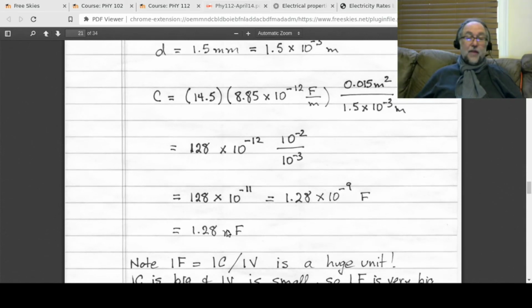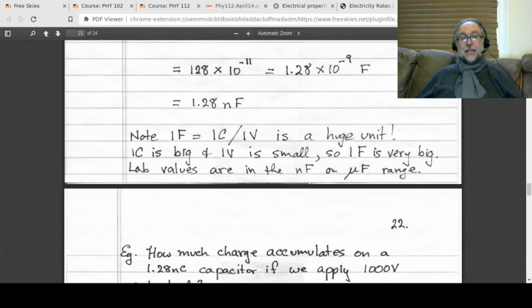nanofarads. And that's right. A farad is actually a very big unit. Typical size capacitance in the lab are usually going to be nanofarads or microfarads. And micro, remember, is millionths, or 10 to the minus 6. Nano is 10 to the minus 9. So you're looking at a farad being a really, really big number.